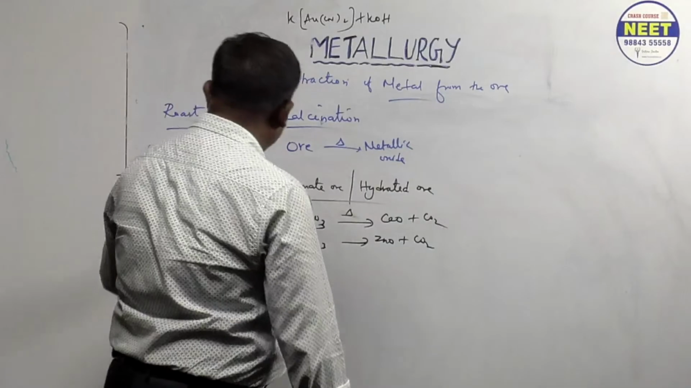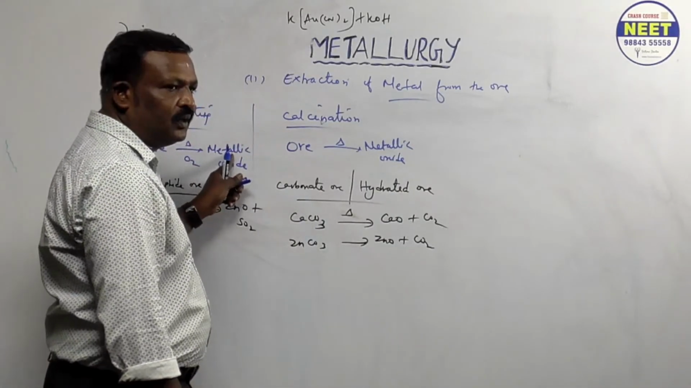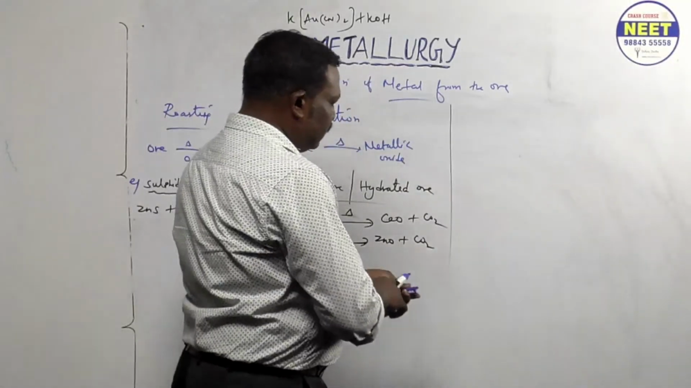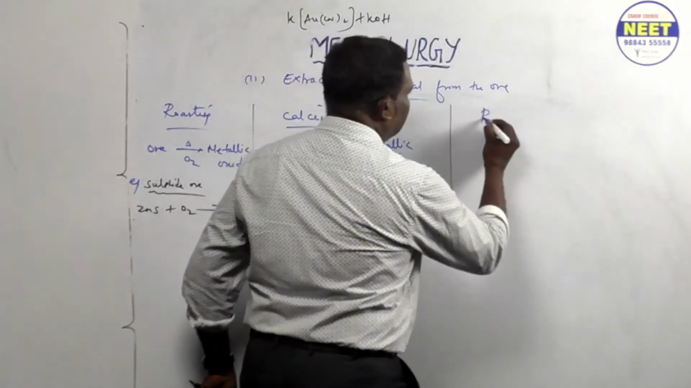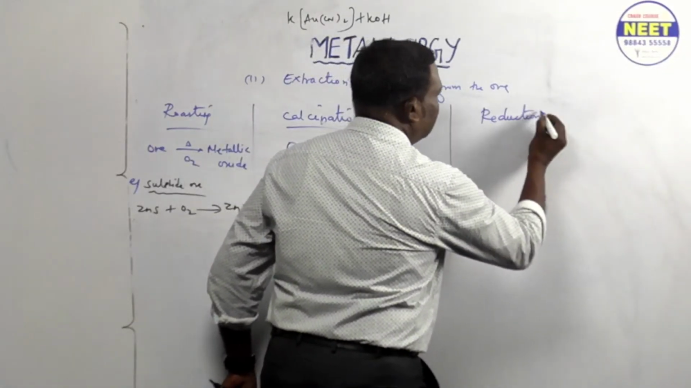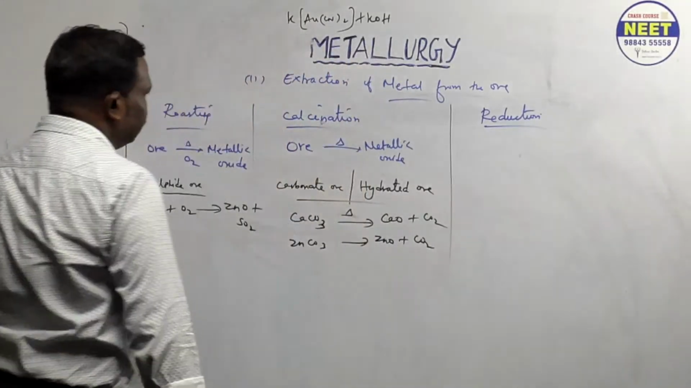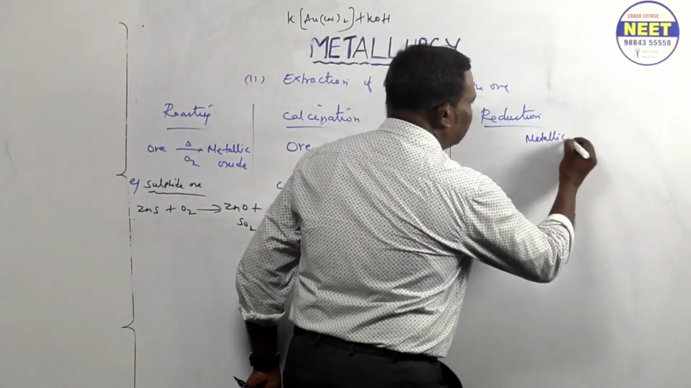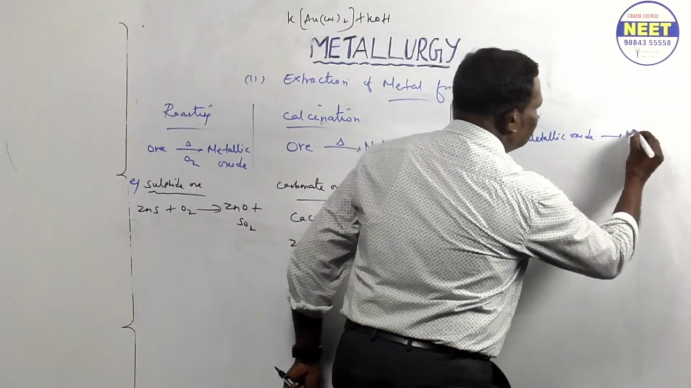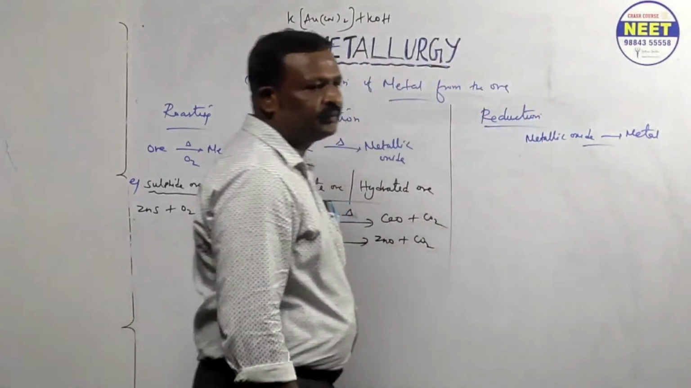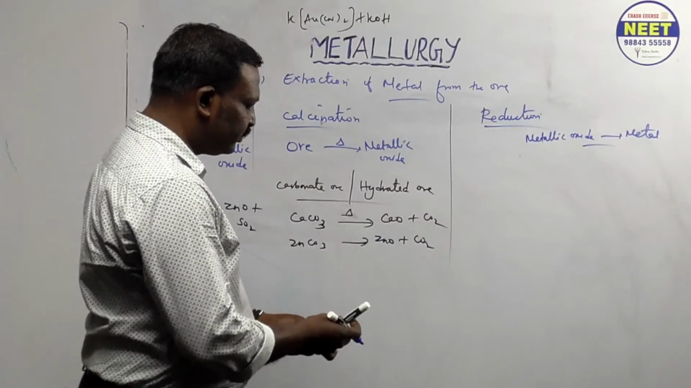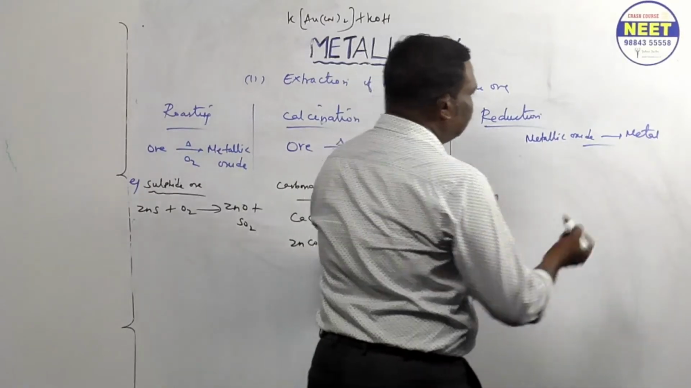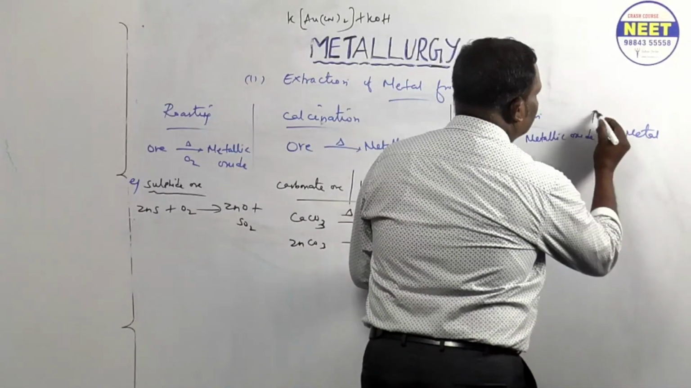Then we converted the ore into metallic oxide, no? Then metallic oxide into metal means then only we need the reduction process. Are you following? So many processes are there here also. What is reduction? Converting metallic oxide into metal by using a reducing agent.